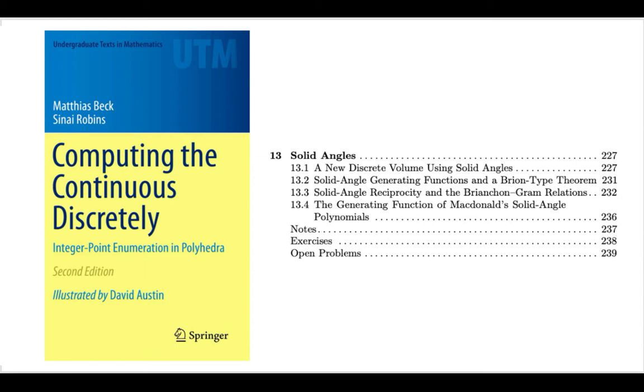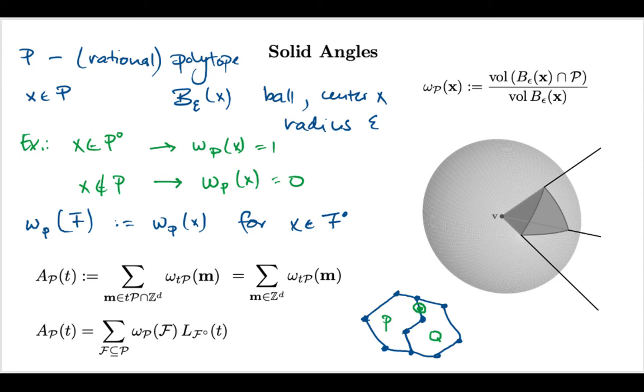Let me remind you that we're measuring the solid angle at some point x with respect to the polyhedron P as the ratio of the volume of a ball with small radius centered at x, rather the part of this ball that intersects P, divided by the volume of the ball.